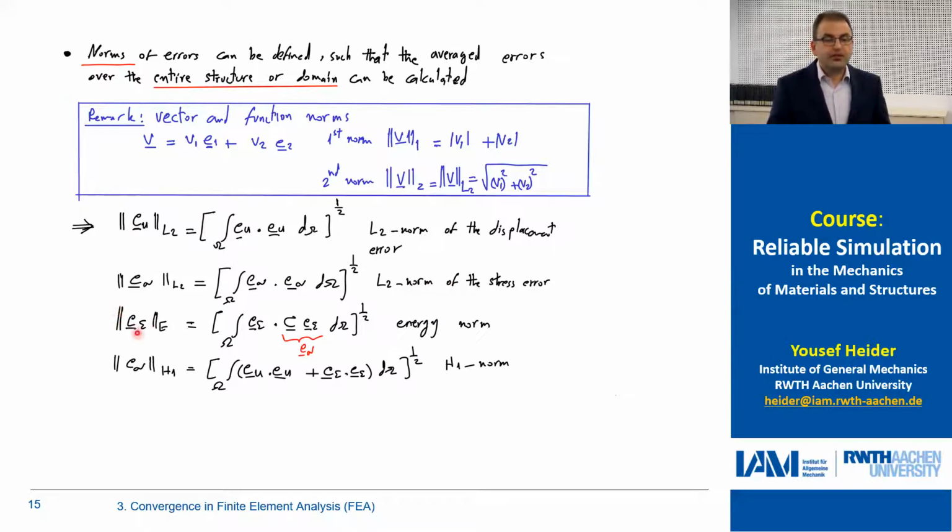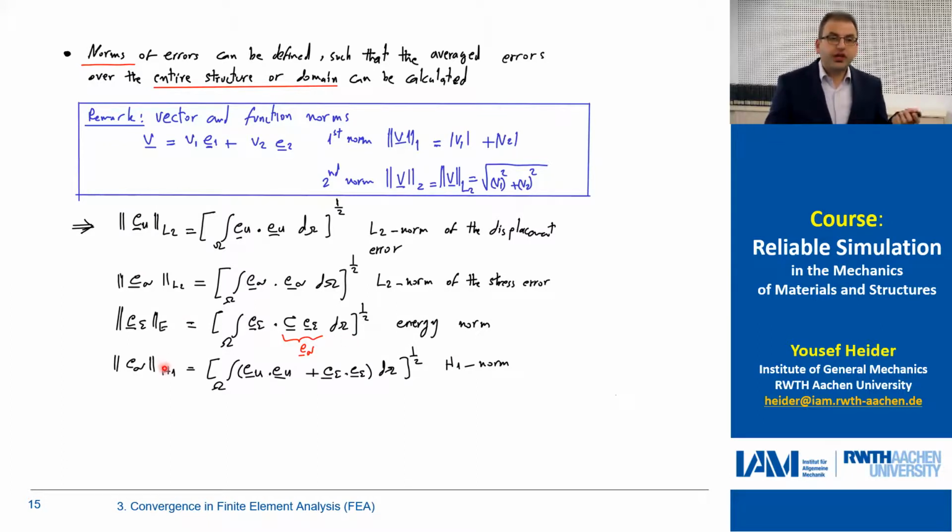Then we have the energy norm, sometimes called E epsilon, where E refers to energy. And then we have the integration over the domain. You see here we have the errors of strain, a scalar, C is our elasticity tensor multiplied by the error of epsilon, and the error of sigma. So we have the error of strain multiplied by the error of sigma. Strain multiplied by stress will give us energy. And this is over the whole domain, so it's the energy norm.